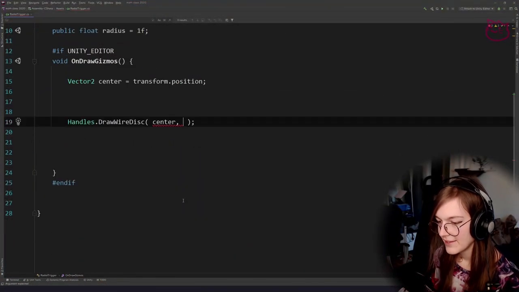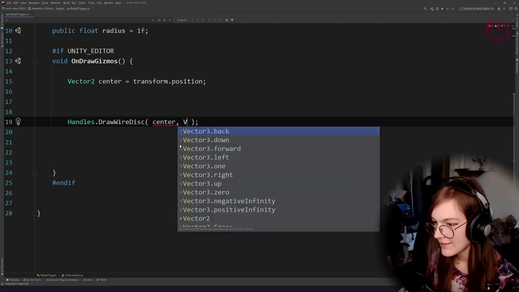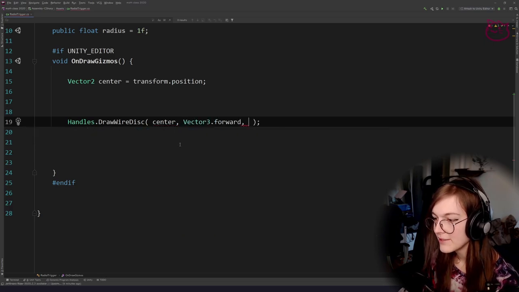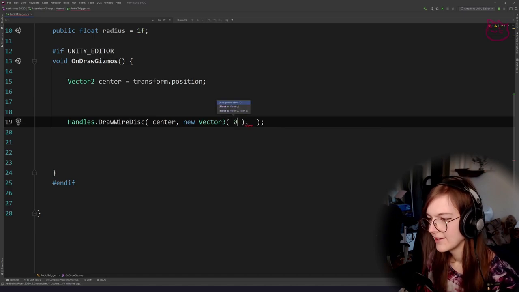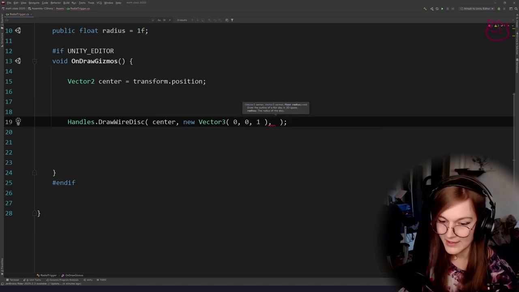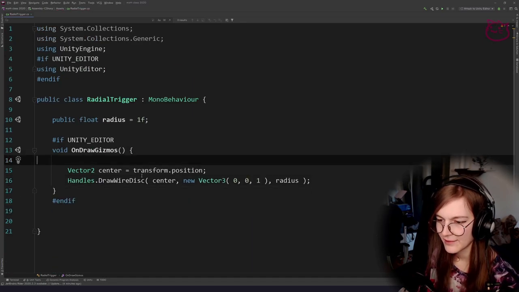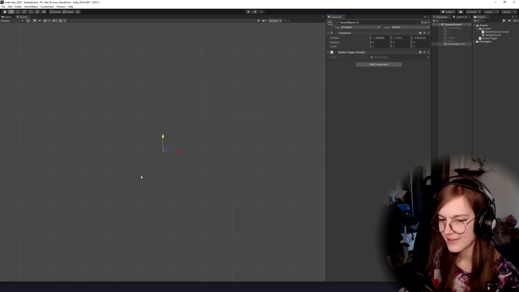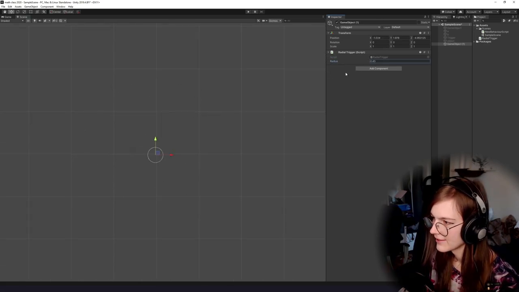And it's going to be on the XY plane instead of the Z plane or whatever, because we're just doing 2D right now. So all we need to pass into this one is a vector that is pointing into the depth direction. And you can do that either using Vector3.forward, which is exactly the same thing as new Vector3(0, 0, 1). Right, and then we have the radius. So the radius, we already have that as a parameter. Cool. Then let's just verify that this works. What a circle. And then we can change the radius.